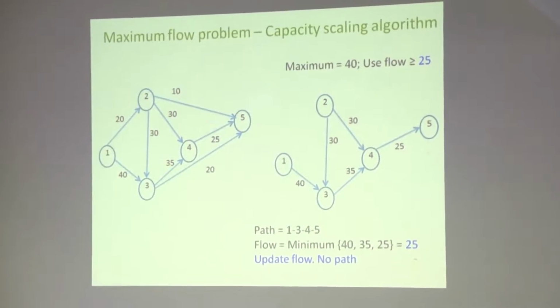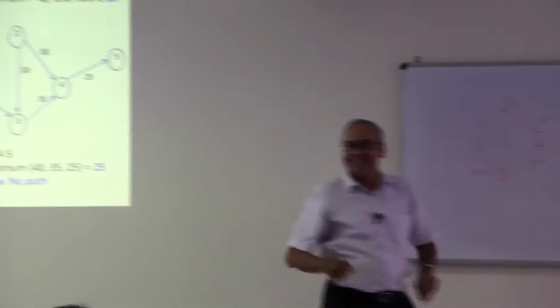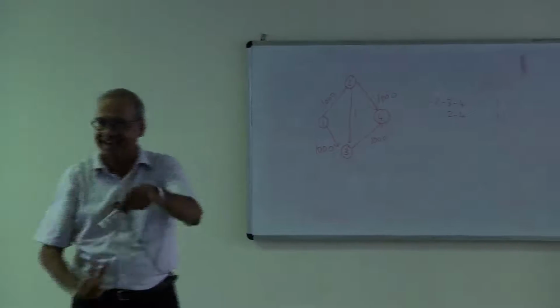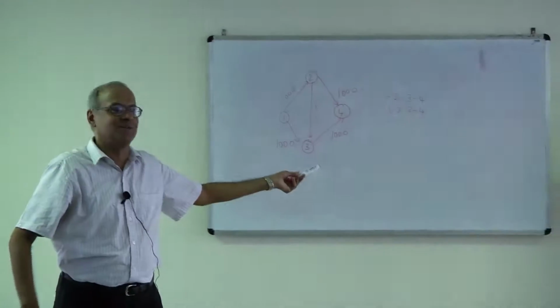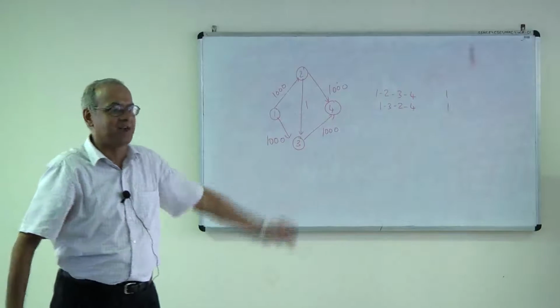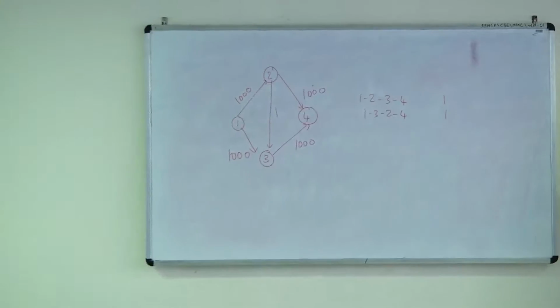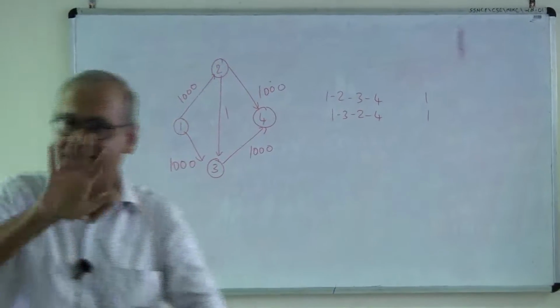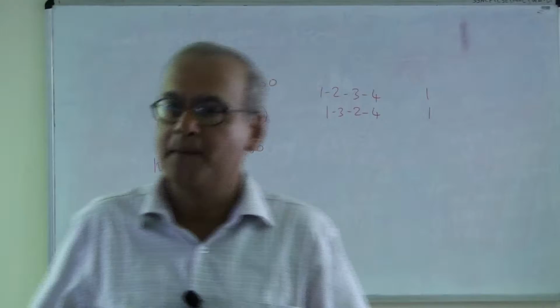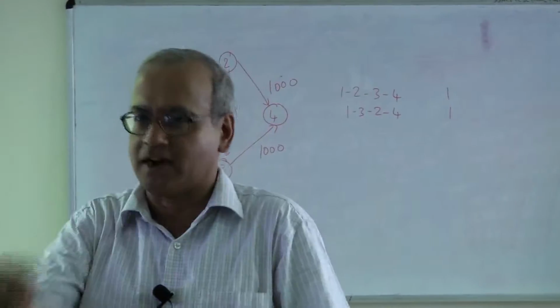It will take away this 1 and divert and add 1 here. Then it will do 1, 2, 3, 4, 1, and 1, 3, 2, 4, 1. It will do it about 2000 times and finally terminate. Right? That's often the difficulty. This difficulty can be overcome.